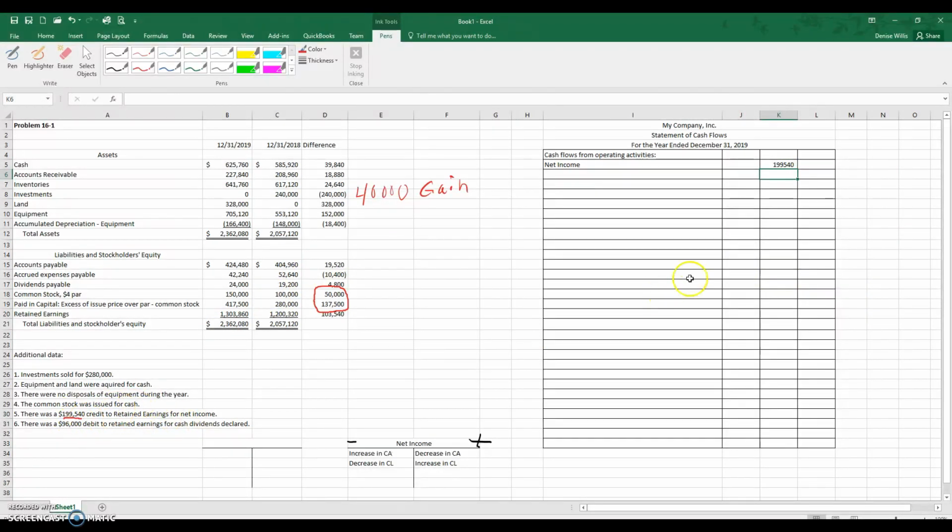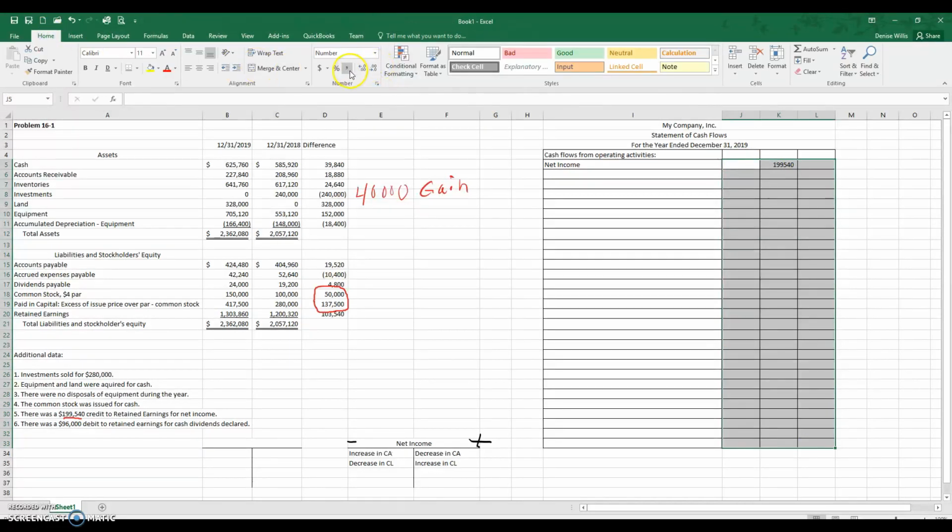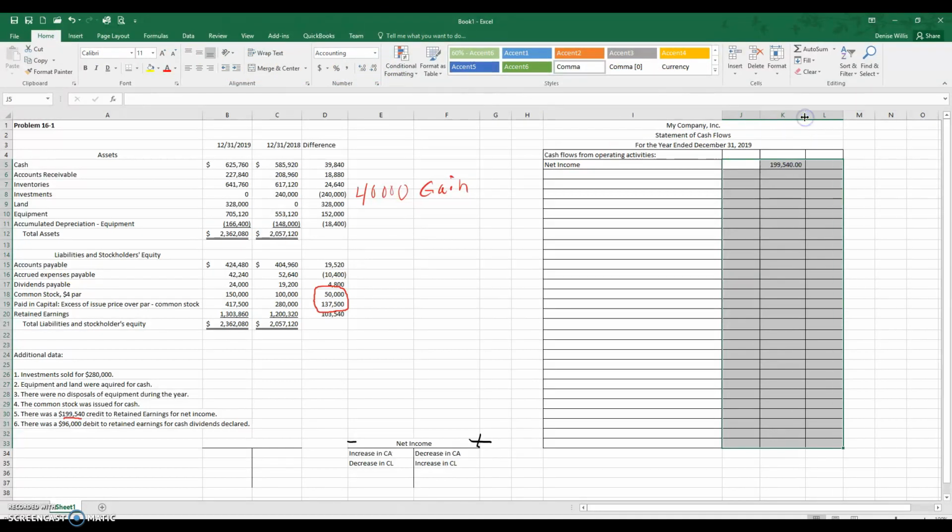Right down here. Okay, and I want some commas in here, so give me a second. Let me see if I can tell it to give some commas. That's not what I wanted. Let me see. Okay, hopefully that'll stick for the rest of the cells as well. So there's our net income.